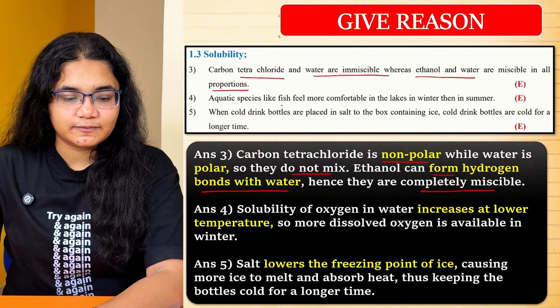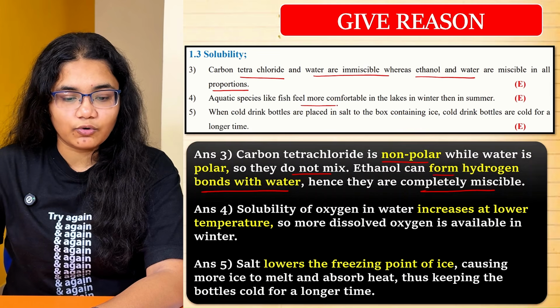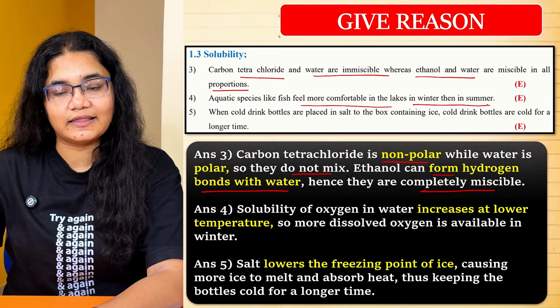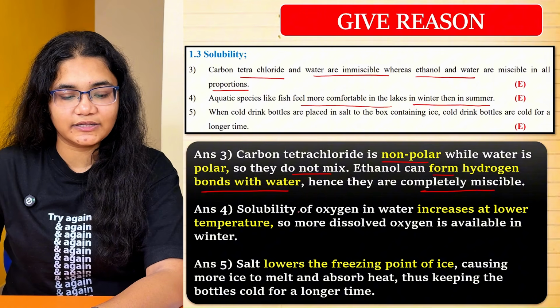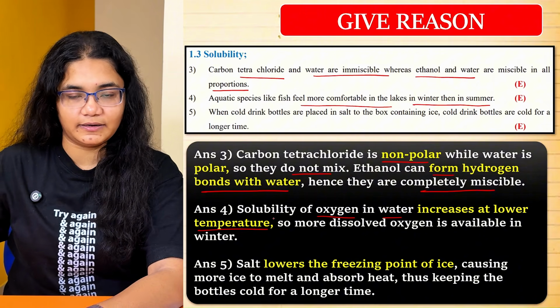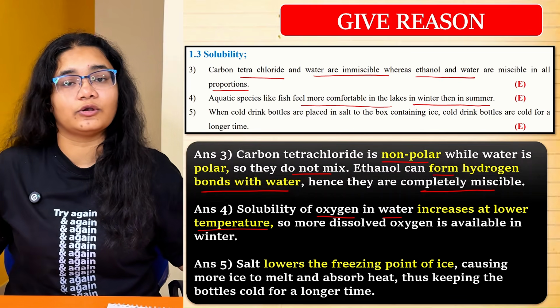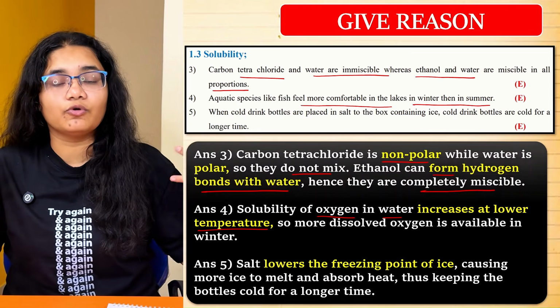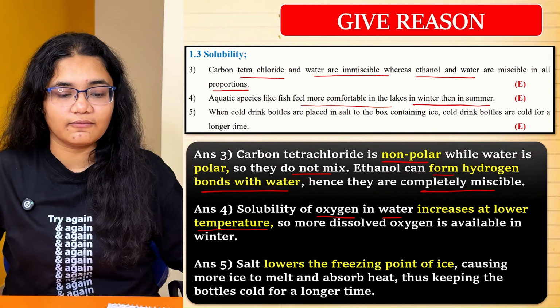Next, aquatic species like fish feel more comfortable in lakes in winter than in summer. If the temperature is lower, the solubility of oxygen in water increases. Less is the temperature, more is the solubility of gases. So fish will get more oxygen, so that is why they are more comfortable.